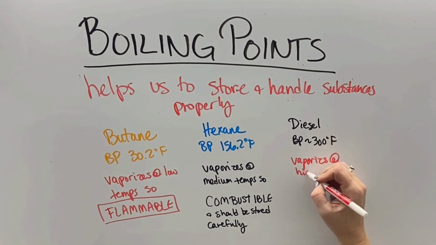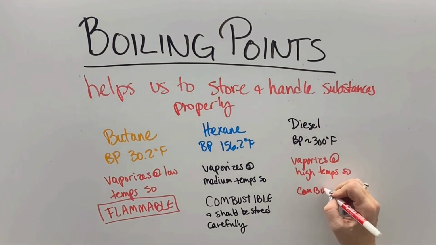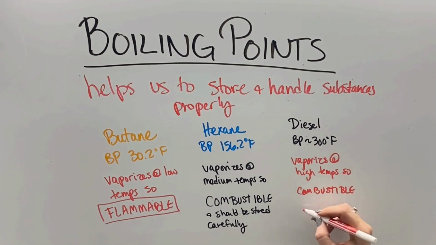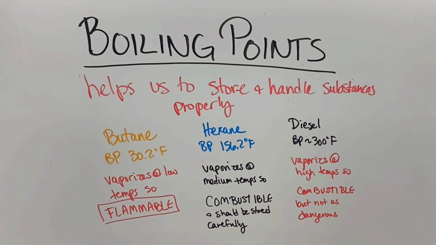Diesel has a much higher boiling point, so it's a much more stable substance. So we don't even have to be as careful with the way that we store diesel fuel as we do hexane. But understanding these boiling points helps us know how we can store and use substances so that we can be safe around them.